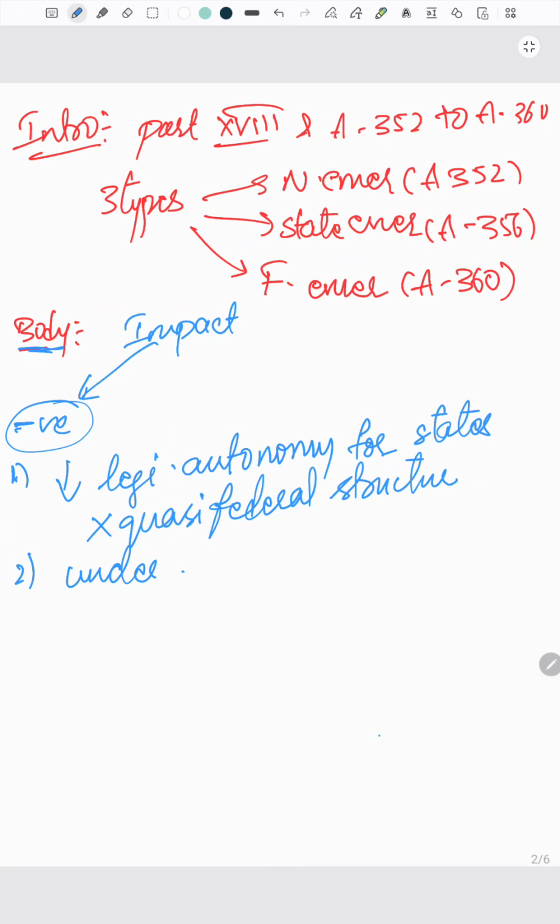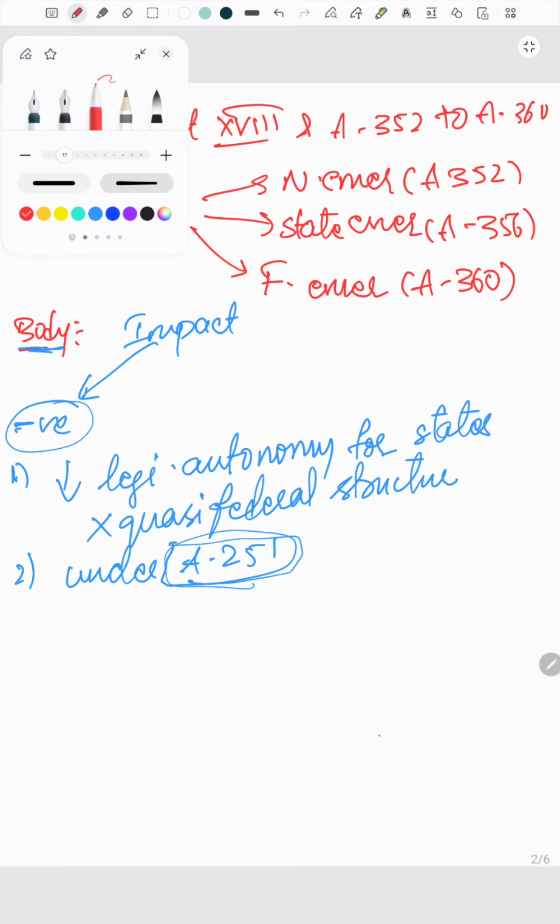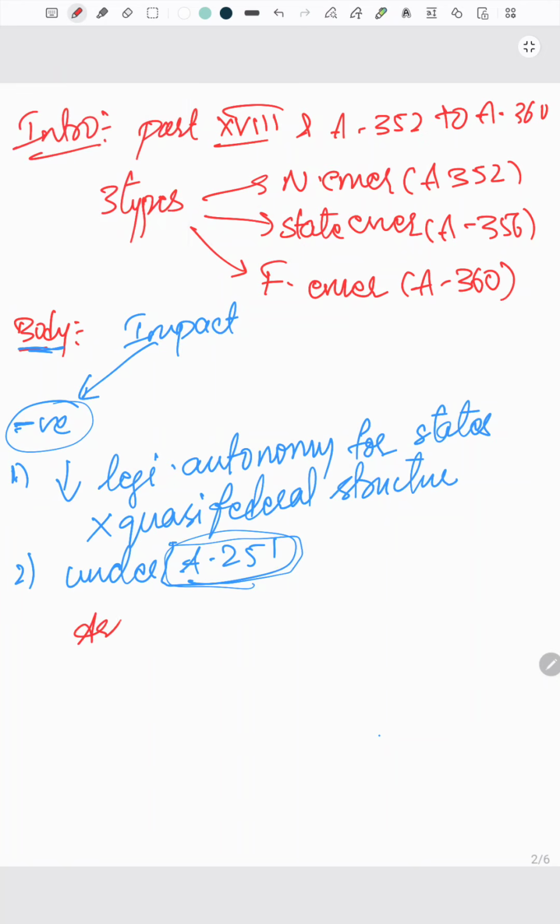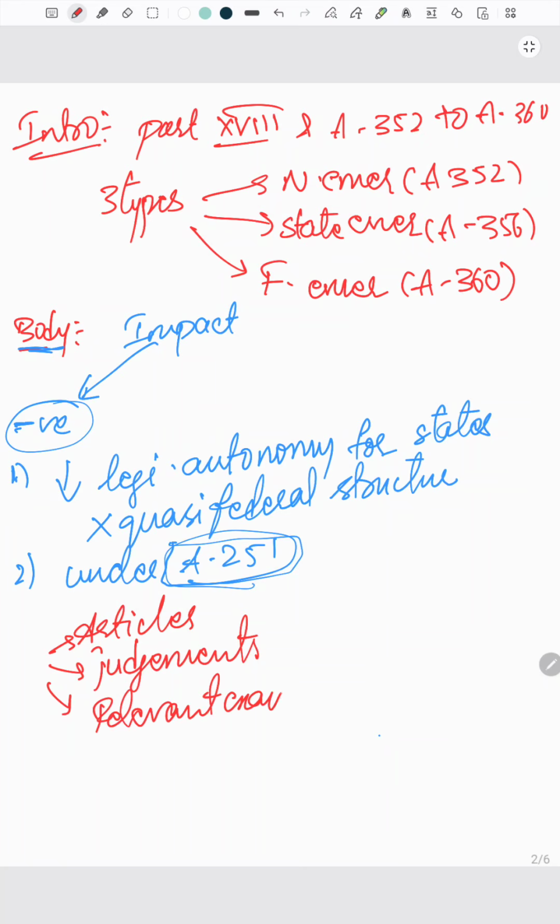Under Article 251. You can describe something about Article 251, because if you observe in polity question answer writings, you have to mention as many articles as possible. Whenever something comes in polity, in terms of answer writing, you need to ensure as many articles as possible, and you can also include as many judgments as possible, and the relevant examples.